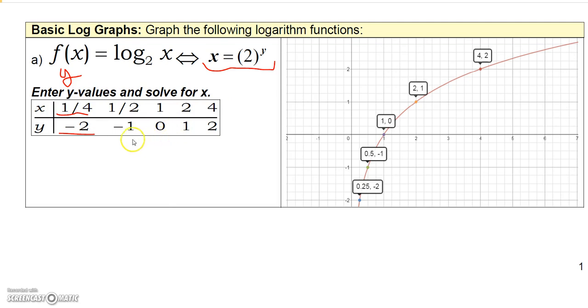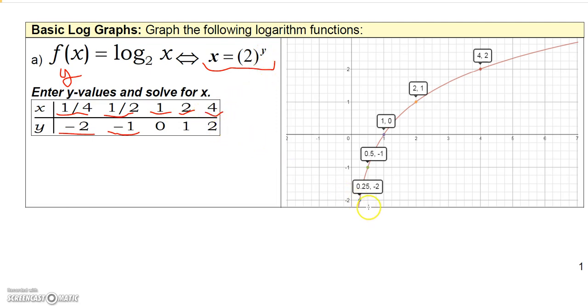And then I'll do the same thing for y is equal to negative 1. So when y is negative 1, 2 to the negative 1 is 1/2. And then when y is 0, 2 to the 0 gives me 1 for x. And then when y is 1, 2 to the 1 gives me 2 for x. And when y is 2, I get 4 for x.